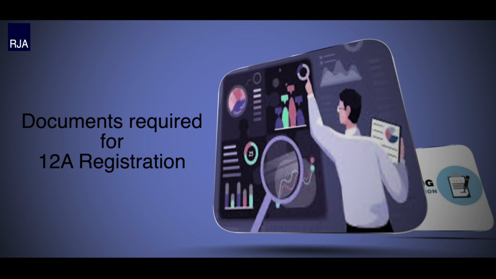Now, let's have a look at the documents required for 12A registration. So first of all, the incorporation document of the trust or NGO would be required. In case of a trust, it would be a trust deed, and in case of a society or NGO, it would be the registration certificate and the MOA of the said entity. After this comes the bank account statement of the entity that would be required for the past 3 years. Next, the PAN card of the applicant entity would be required. And lastly, where the applicant entity has been in existence for a period of more than 3 years, then their last 3 years audited financial statements would be required.